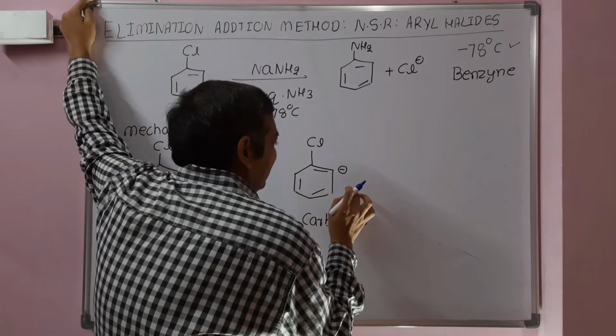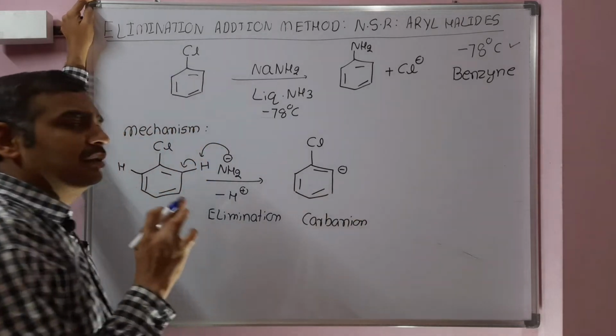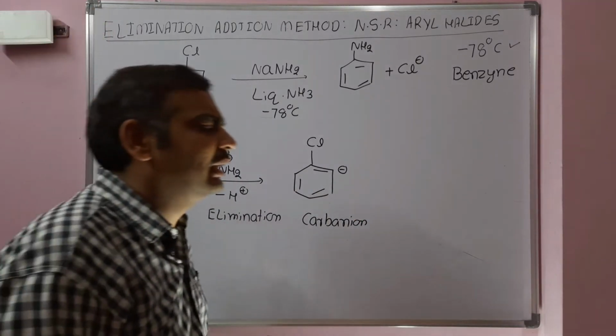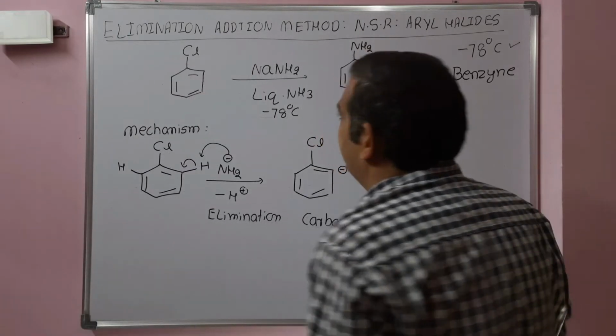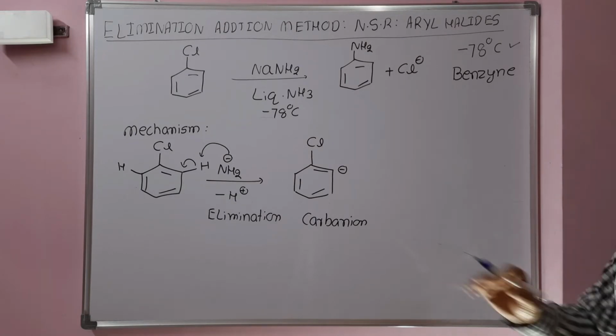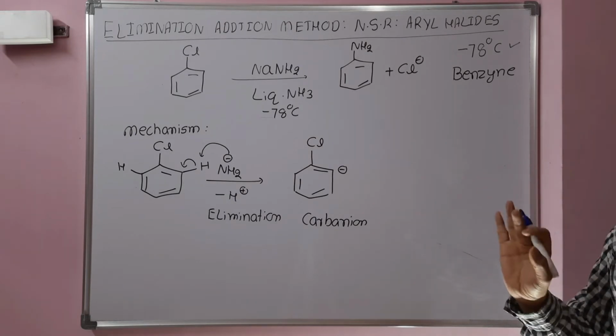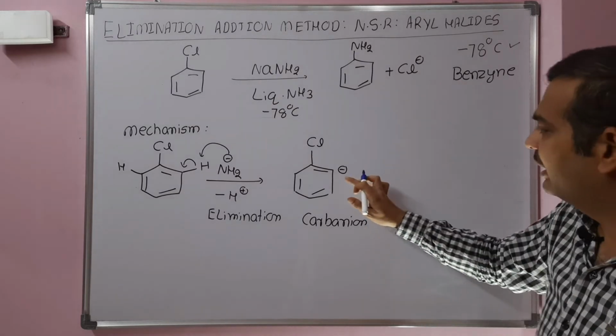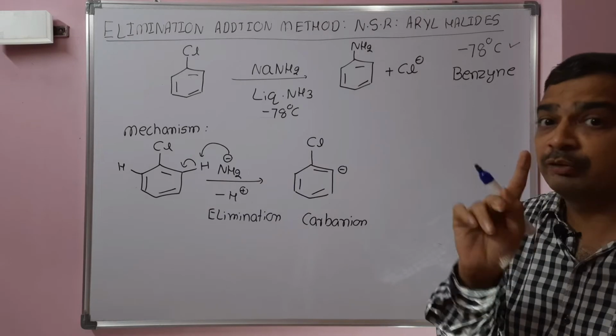So the carbanion that is obtained here is not involved in the resonance. Very, very important point. Whereas the carbanion that is obtained in the addition-elimination method is involved in the resonance, and a sigma complex is obtained. Whereas here, there is no sigma complex. This carbanion is not involved in the resonance. It is stabilized by only the inductive effect.